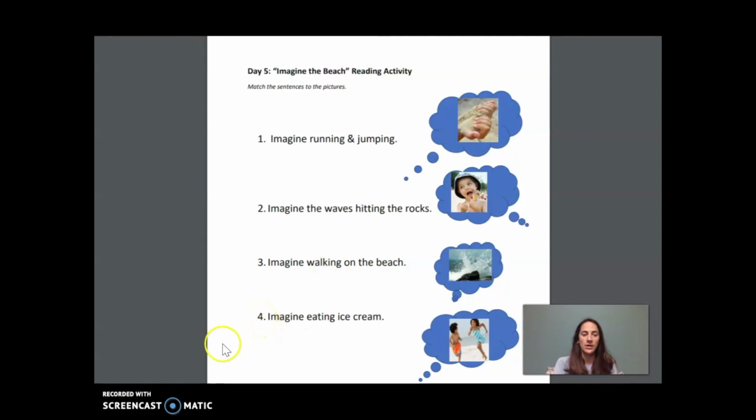Number 4, you read it. My turn. Imagine eating ice cream. Find the picture. Yes, right here. Great job. Now let's read it together. Imagine eating ice cream. Great job today.